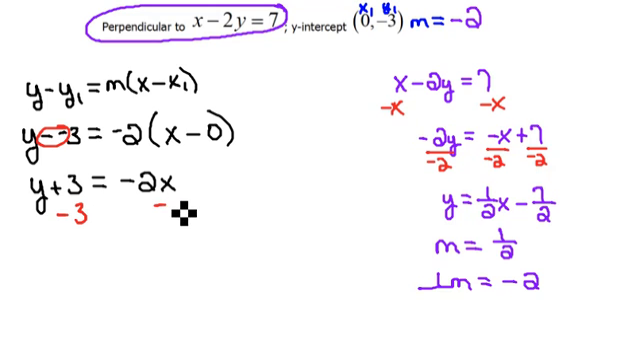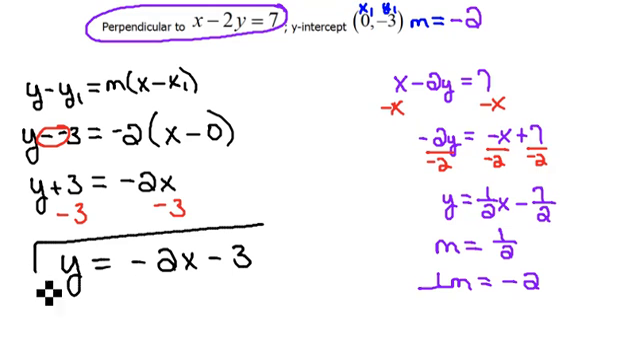Now let's get y alone by subtracting 3 from both sides to get y equals -2x minus 3. So now we've written the equation of the line perpendicular going through that point, and we've written our answer in slope-intercept form.